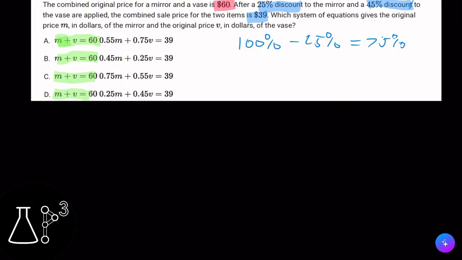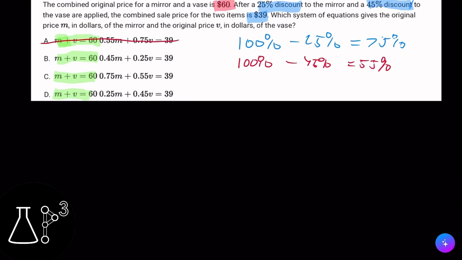And for the 45% discount for the vase, I'm going to do this in red. I'm going to do 100% minus 45%, which equals 55%, the new price of the vase with a 45% discount. So 75% is for the mirror, which is M, and 55% is for the vase, V. Let's compare all the answer choices. If I look at A, I have 0.55 for M and 0.75 for V. We have those values, but it's incorrect because 55% corresponds to the vase, which is V, and 75% corresponds to the mirror, which is M. Therefore, A is incorrect.